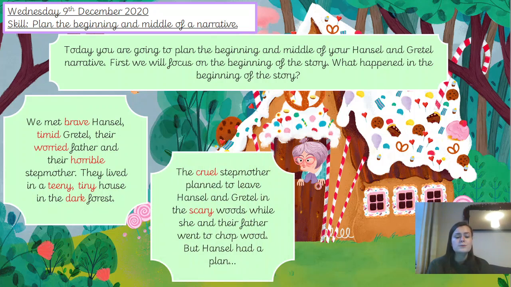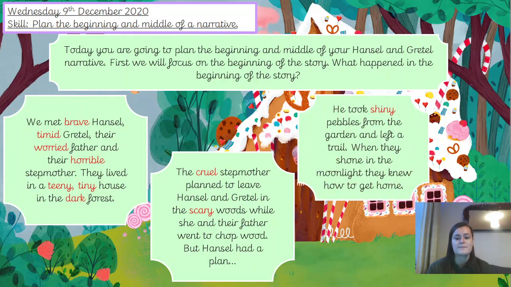The cruel stepmother planned to leave Hansel and Gretel in the scary woods while she and their father went to chop wood. But Hansel had a plan. He took shiny pebbles from the garden and left a trail. When they shone in the moonlight, they knew how to get home. Okay, so that's where we're going to get to with our beginning.